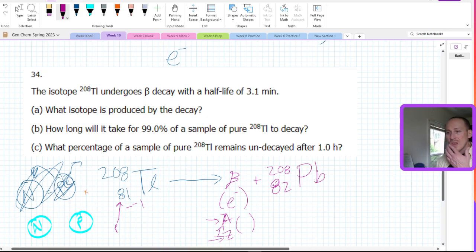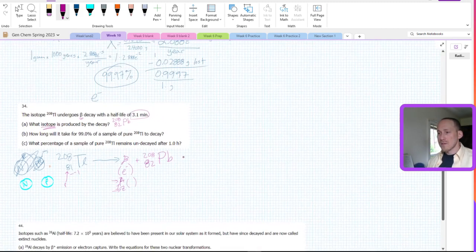So the isotope produced by the decay, when it loses an electron, the mass didn't change because that neutron became a proton, but the mass didn't change, but the number of protons did. And it's lead 208. The 82 defines it as lead. 208 is the total mass. So the half-life is 3.1 minutes. How long will it take for 99% of that sample to decay?